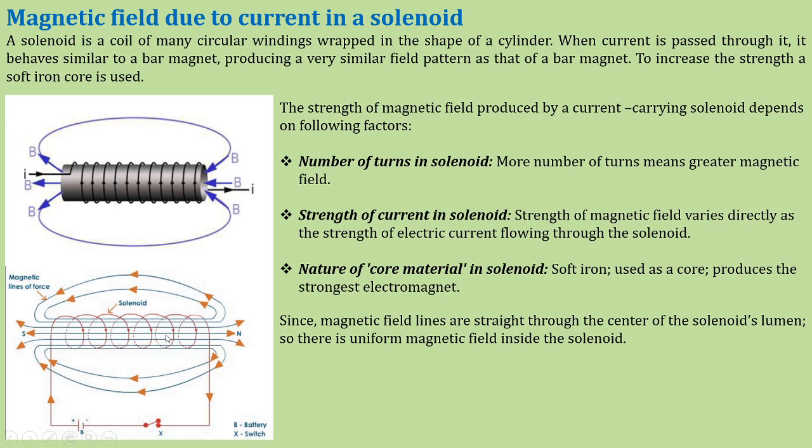Now you can check that inside the solenoid, the field lines are almost parallel to each other. Since the magnetic field lines are straight through the center of the solenoid, that is, inside the solenoid, there is a uniform magnetic field inside the solenoid. Solenoidal engine is a good example of this type of magnetic property.